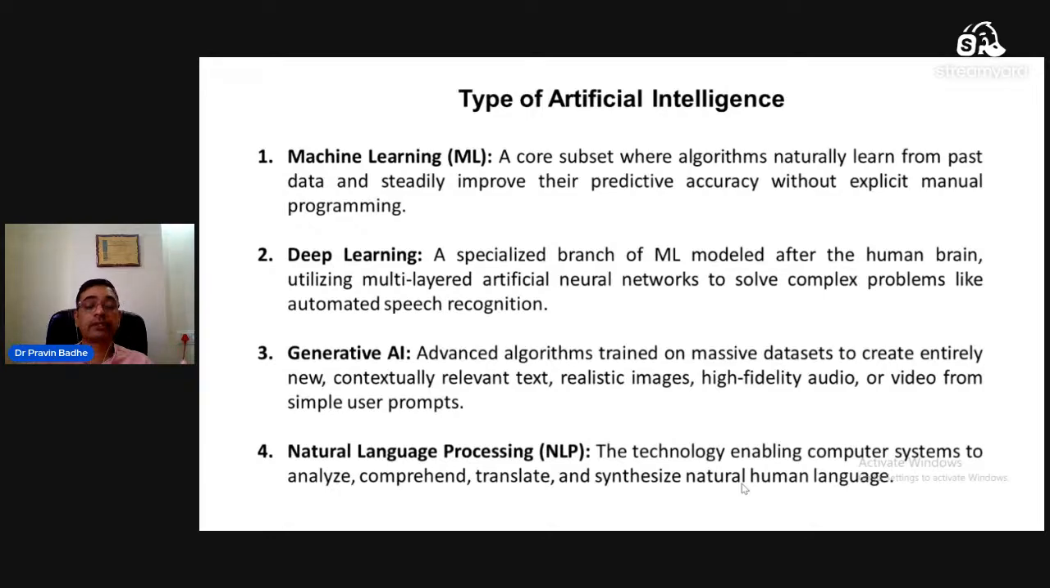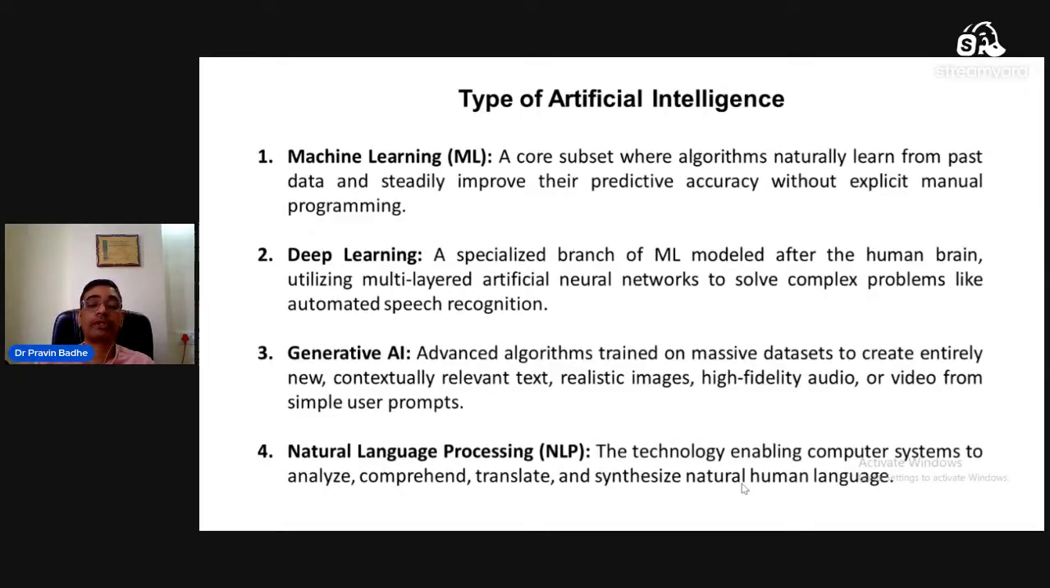Now, the second is deep learning, which is again part of machine learning, where it is a model after the human brain, which utilizes multiple layers of neural networks, artificial neural networks, to solve actually major complex problems.